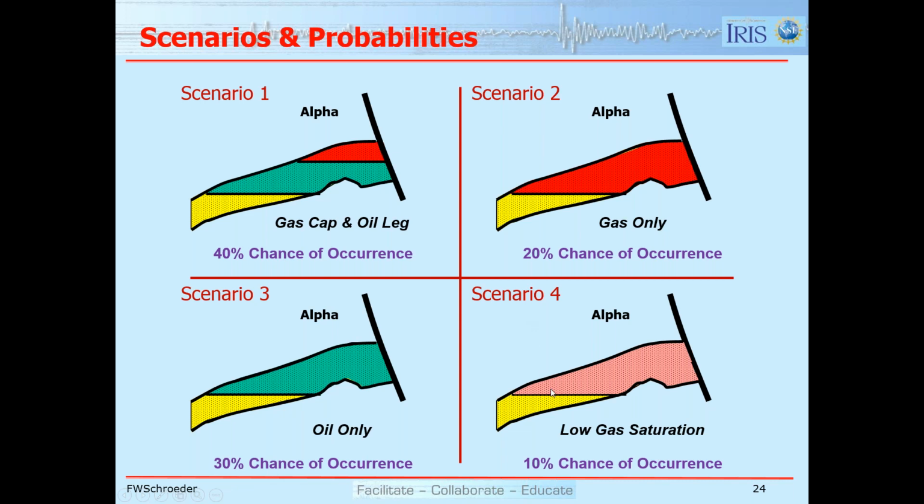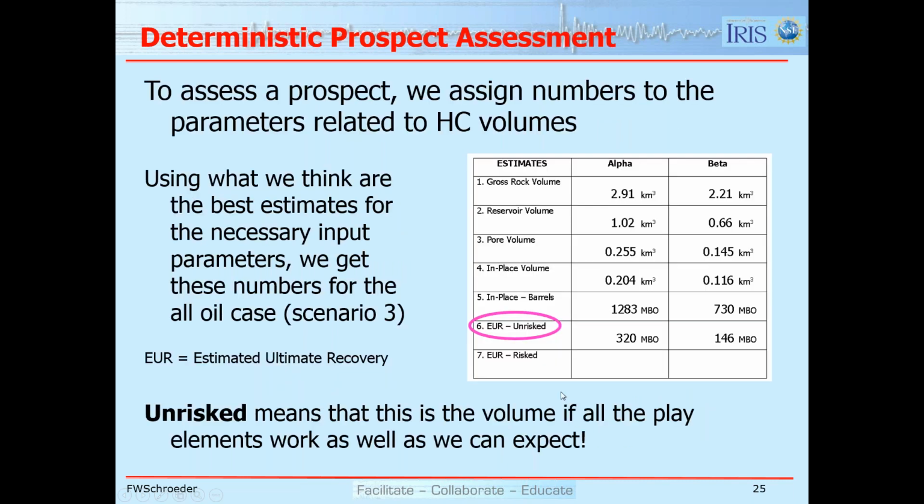And the fourth possibility is that we have a little bit of gas in the sand, maybe 10% gas, 90% water or brine. That's what we call low gas saturation. And we're estimating that there's a 10% chance that that might be the situation at alpha. So we can run deterministic assessments for these four cases, or we can do probabilistic analysis and come up with a range of possibilities. So this is what I showed you earlier. Alpha has 320 million barrels unrisked, and beta has 146 million barrels unrisked. Unrisked means that it assumes that everything is going to work in terms of source, reservoir, trap, seal, migration, and our interpretations.